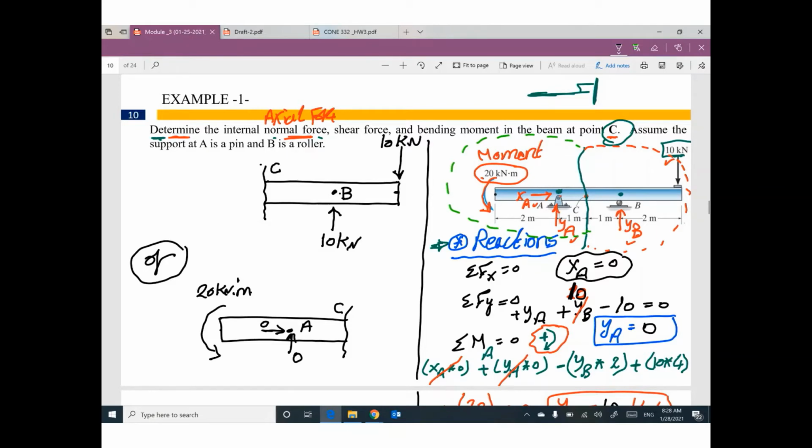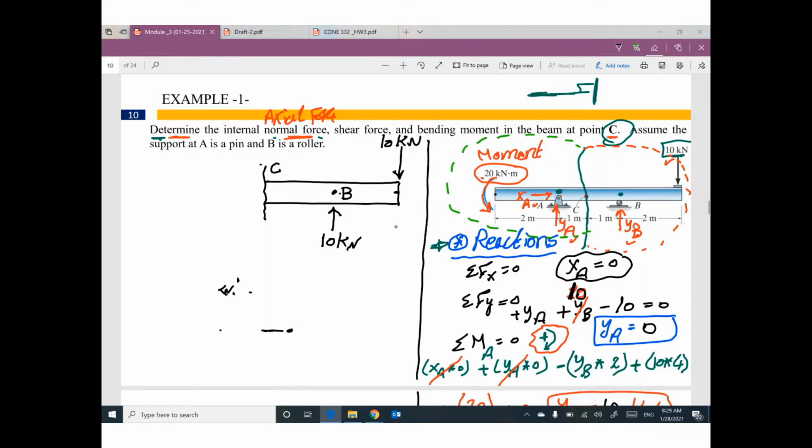So guys, the first step, you need to calculate reaction. The second step, at the given point, we need to do a cut. Then I'm gonna use probably the right part of the beam or the left part of the beam. It's up to you. One of them is enough. So I decided to use the right part. Any questions so far?